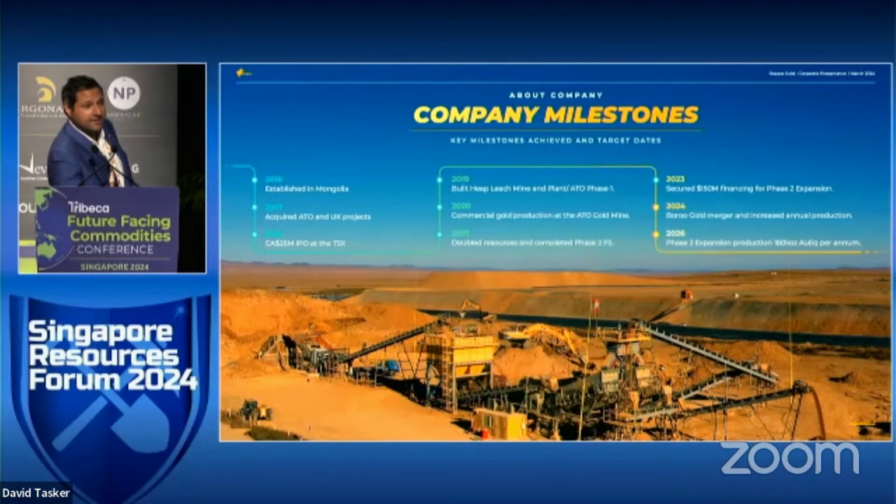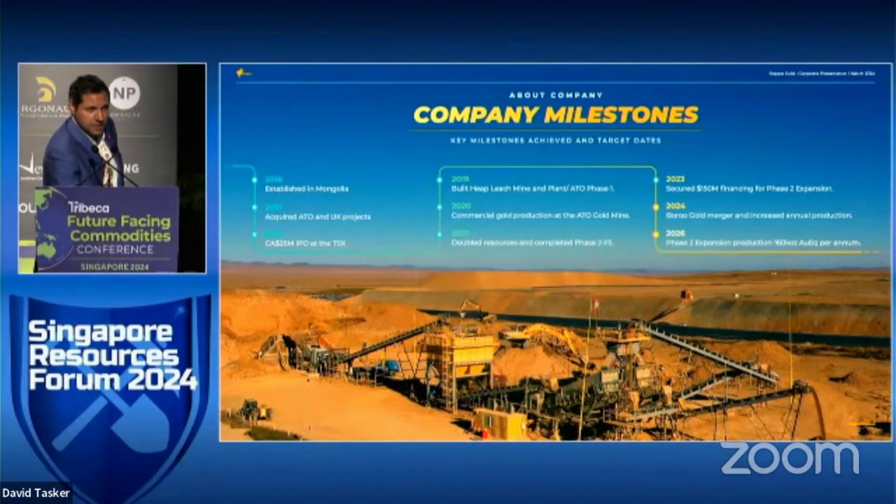So really quickly, just a timeline of where we started and kind of where we're going. We started this company at the end of 2016. 3 individuals with no money and no assets. In 2017, we acquired our first 2 assets. One of them from Centerra Gold for $20 million US. That's the ATO project you see that's in production.